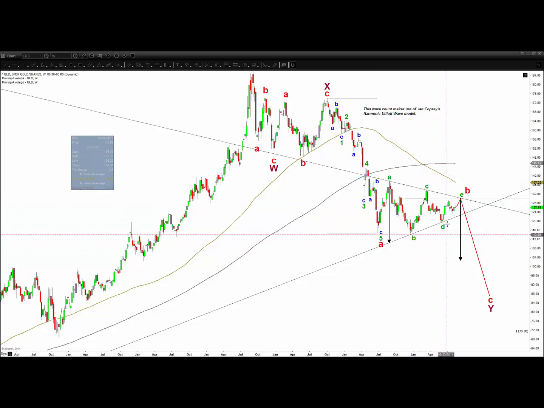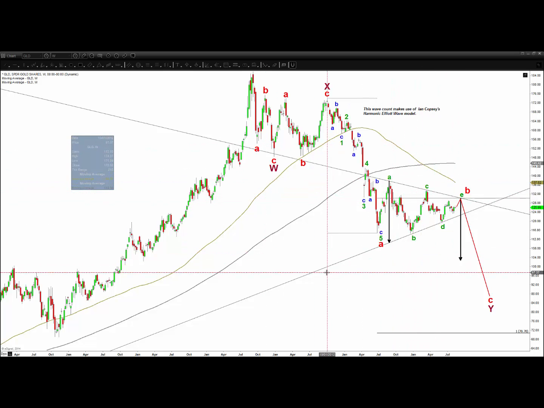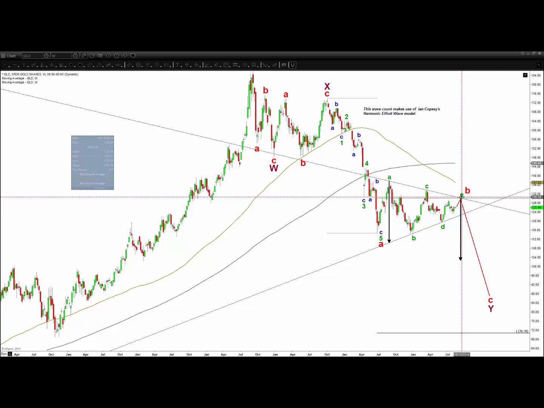Now, to measure the post-triangle thrust, you would extend the BD and the AC lines back into the past, like I did right here, and then you would draw down a line starting at the endpoint of green wave A all the way to the BD line. You would take this measurement and project it down from green point E, the endpoint of wave E. Now, we don't know yet where green wave E will end, but I'm assuming it would end somewhere here. And if so, we get a downside target of approximately 103.